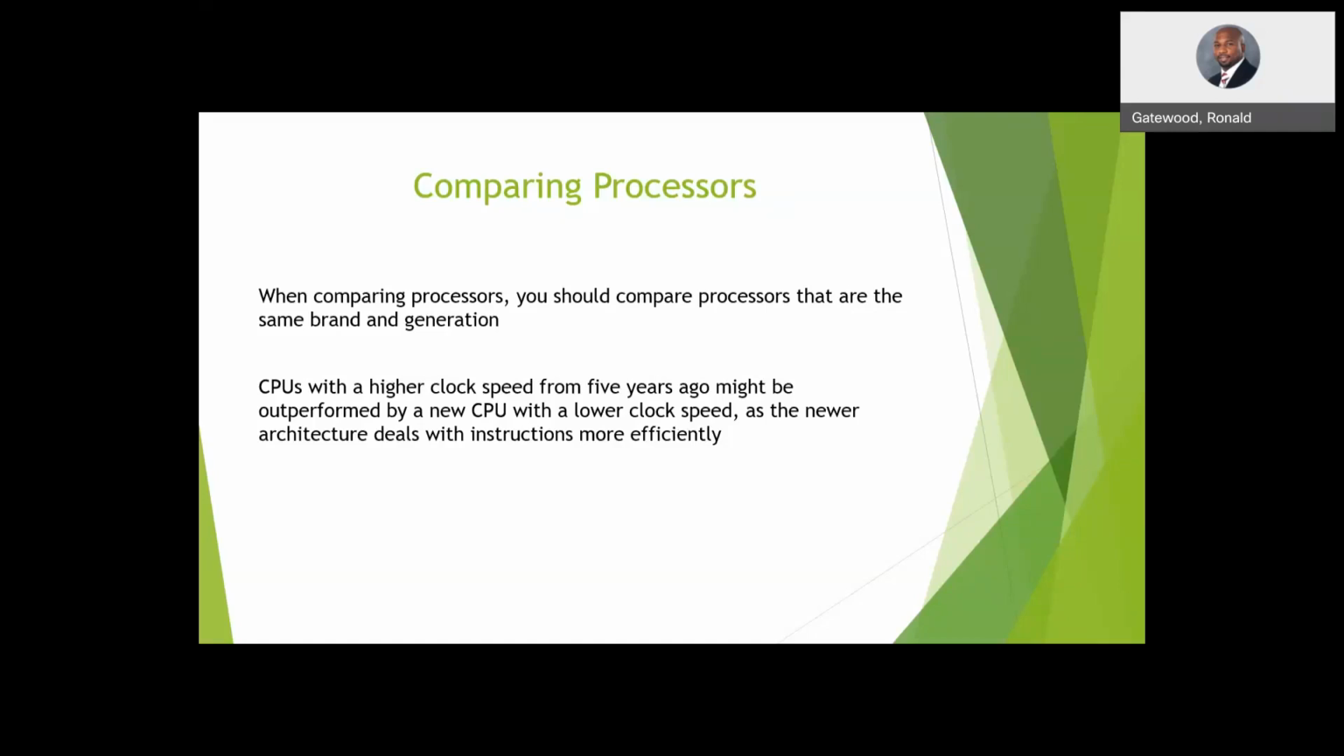Also, CPUs, as the technology progresses, a CPU with a higher clock speed in the past might not outperform a PC with a lower clock speed, because as technology progressed, the technology was improved to allow CPUs with smaller and shorter clock speeds to perform.